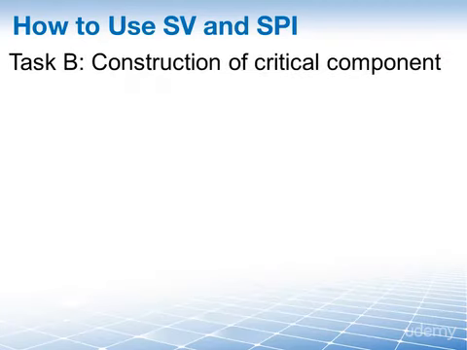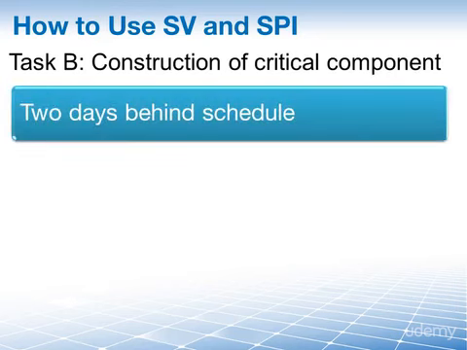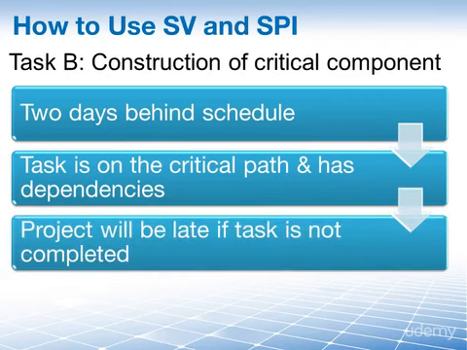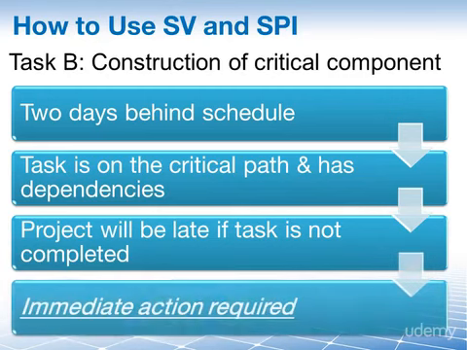For our next example, we have task B, which is the construction of a critical component. Here you are 2 days behind schedule on this critical component. The task happens to be on the critical path and several other tasks are dependent on it. If task B is not completed on time, well, your project is going to be late. You must take immediate action. In this example here, the numbers that you get for schedule variance and schedule performance index would indicate that you are behind schedule on this particular task.